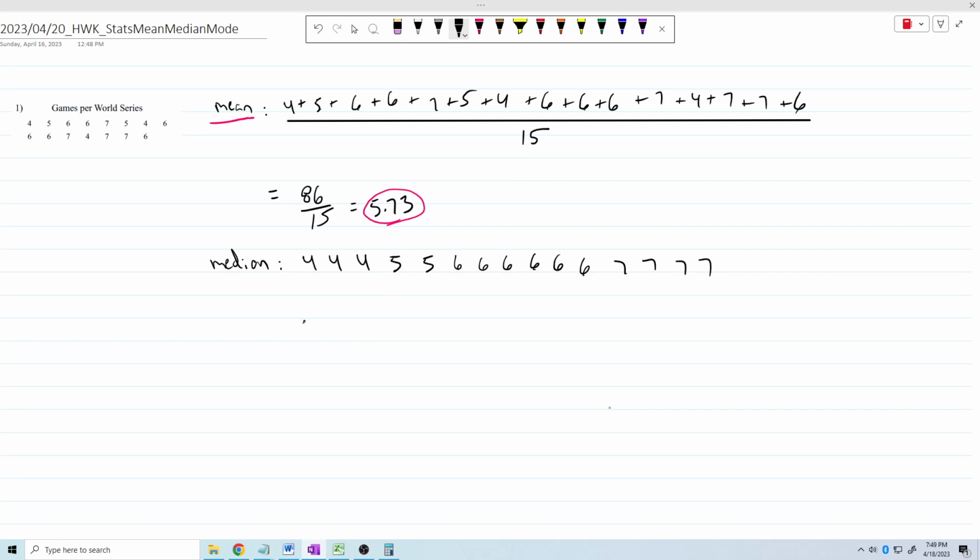I'm going to write the rule of odd to remind myself.